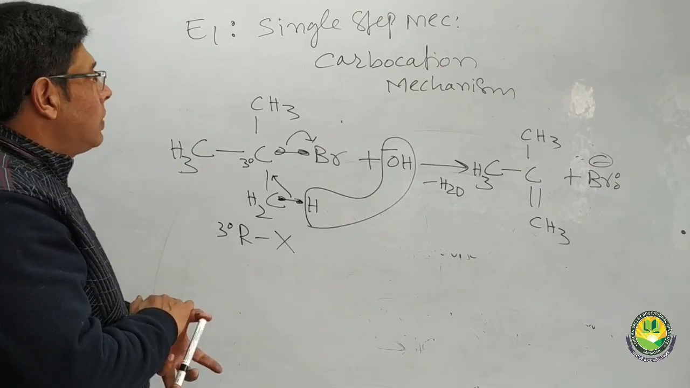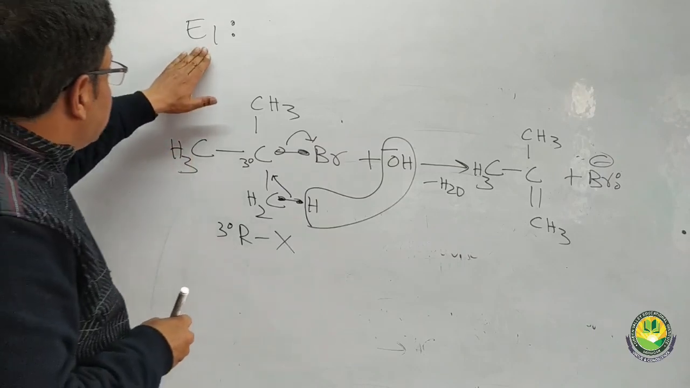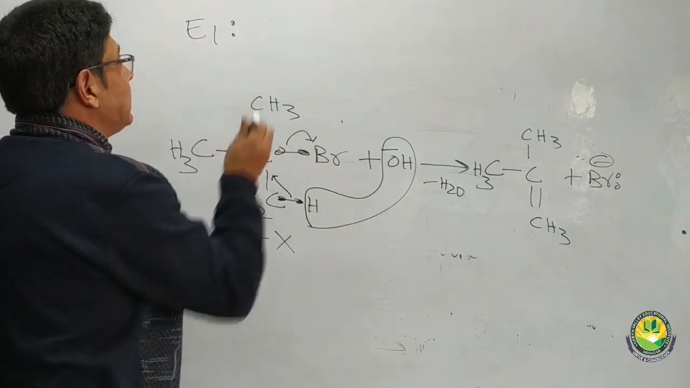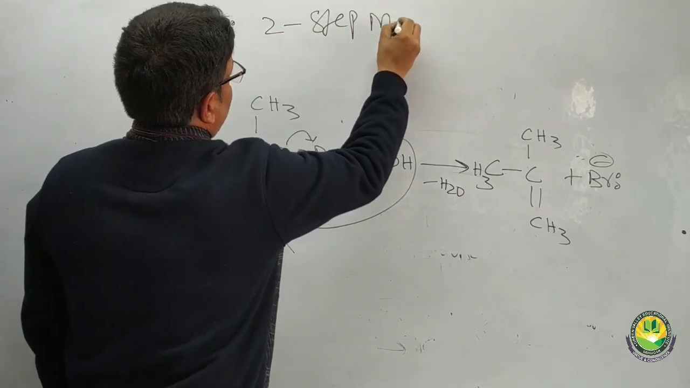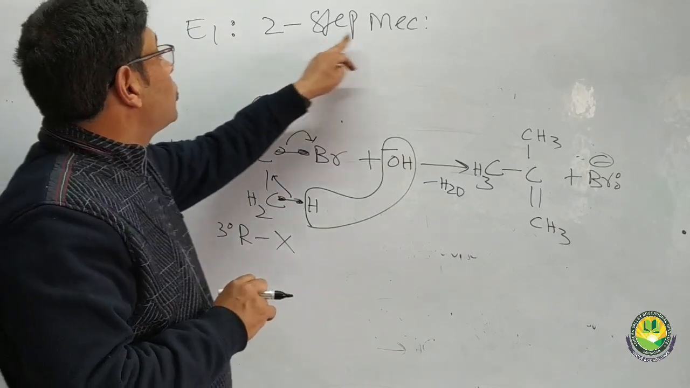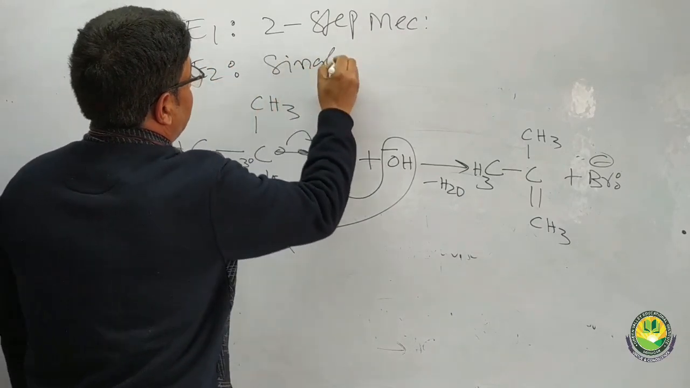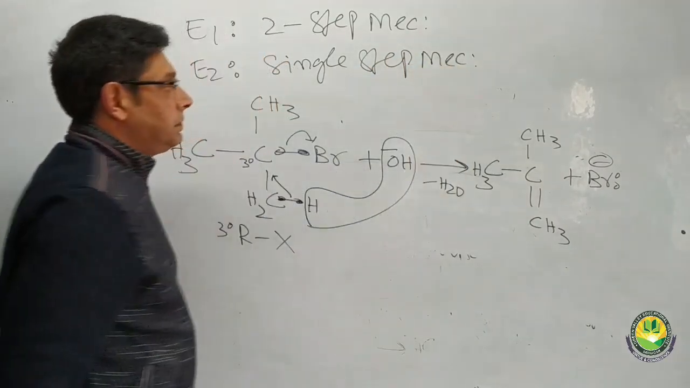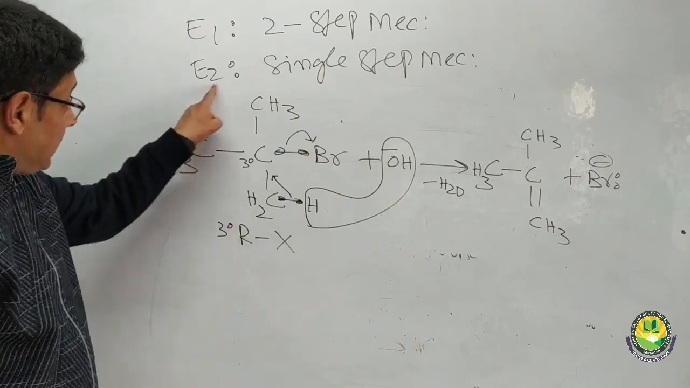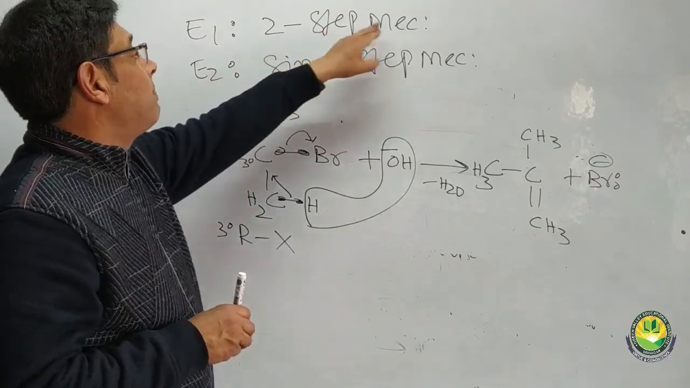Now, let me explain again. Elimination can take place by E1 mechanism. E1 mechanism is a two-step mechanism, not one step. E1 is a two-step mechanism, just as SN1 is a two-step mechanism, but E2 is a single-step mechanism. The mechanism I showed here is a single-step mechanism. It is the E2 mechanism. But if elimination takes place by E1, E1 is a two-step mechanism.